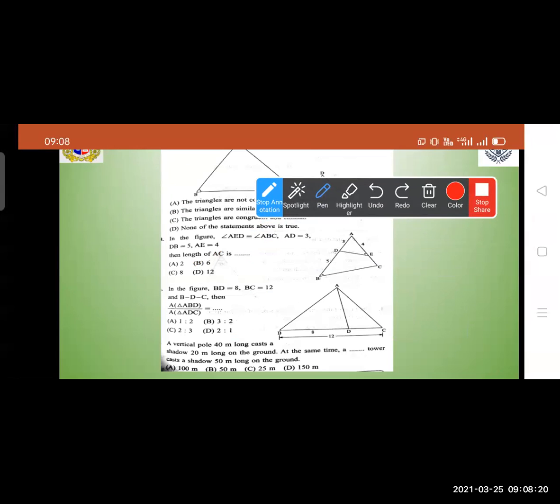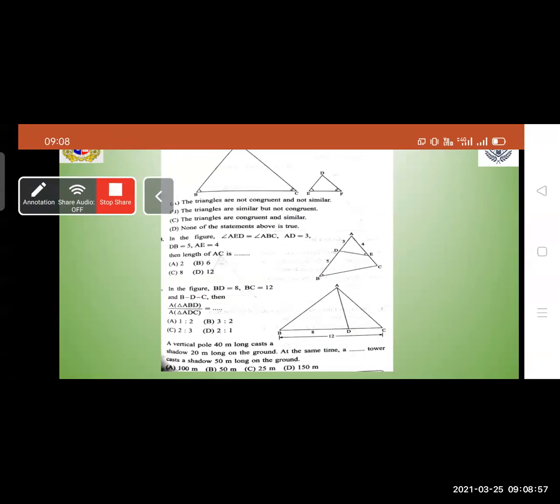Next question, question number 4. In the figure, BD and BC are given. You have to find the area of triangle ABD by area of triangle ADC. So here we find the ratio. BD is 8, so automatically CD is equal to 4. Then take 8 by 4, then 1s are 2s are, so you get 2 is to 1. Where is the 2 is to 1 answer? That is D1. So in this way, we find the correct option from the given questions.